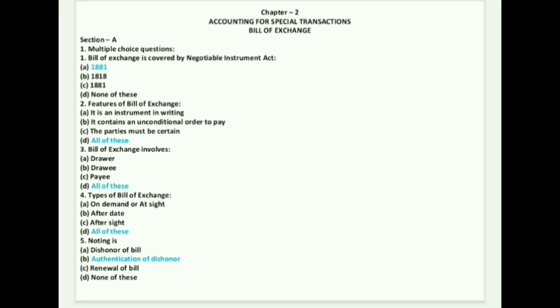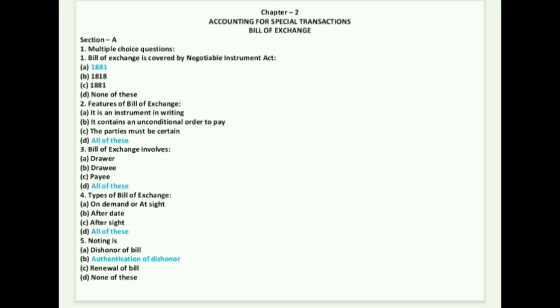Now type of bill of exchange. Now option A is on demand, at sight, after date, after sight, all of them. So this is again a straightforward question. Types of bill of exchange definitely contains all, like on demand, at sight, then after sight, after date. So well, all these is the correct answer.